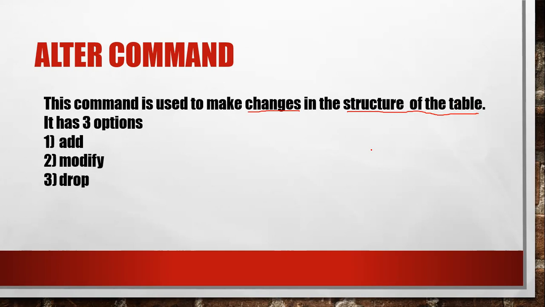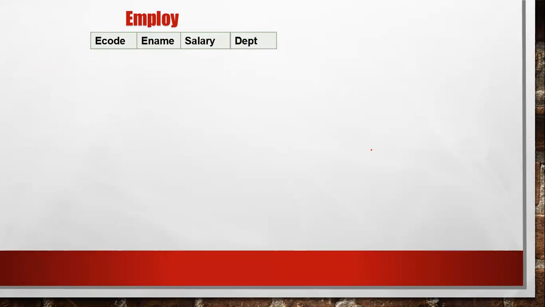Okay, so we know that the alter command is basically used to make changes in the structure of the table, and in order to do that, we use three options with the alter command, and they are add, modify, and drop. Let me explain the first option, that is add. Suppose we have a table named employee, and I have created three fields in it: eCode, ename, salary. Now after creating these three fields, I forgot to add a particular field, and the field is department.